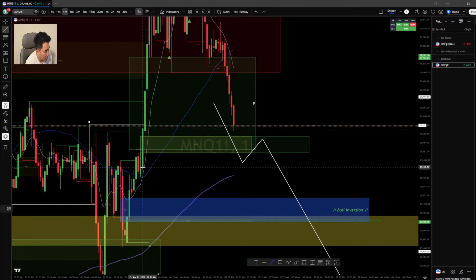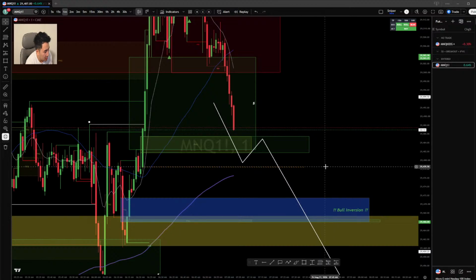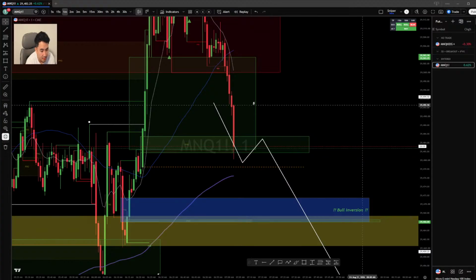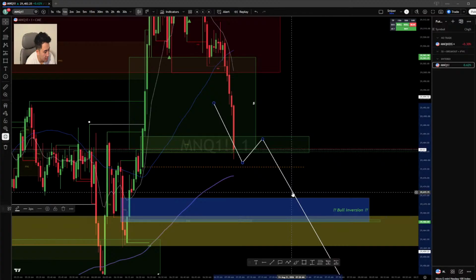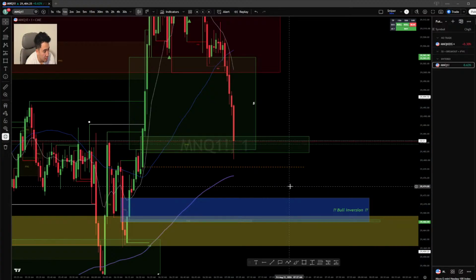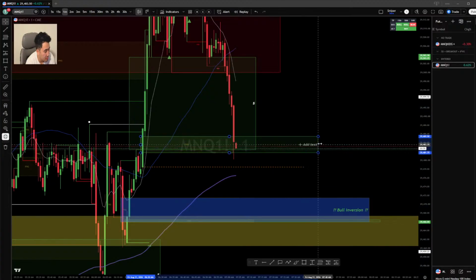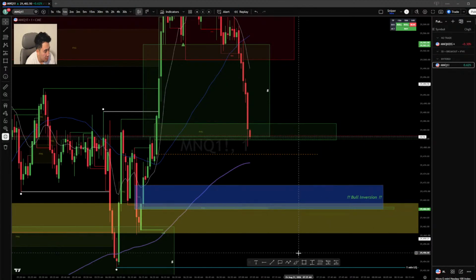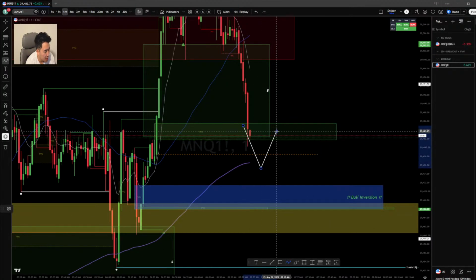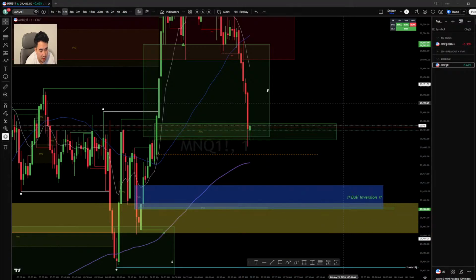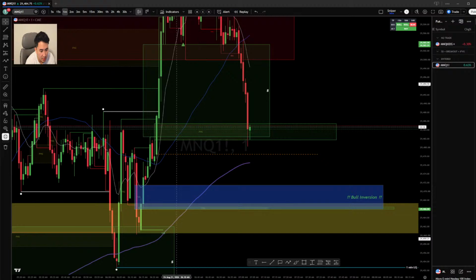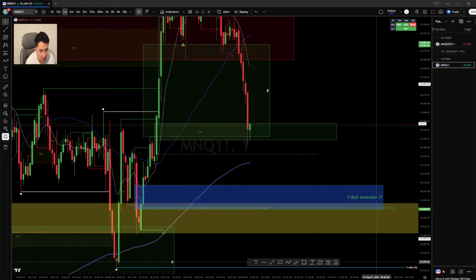I needed a candle body close below this candle low right here that created this bullish gap. So come down, close below it, retrace, and then look for shorts. That would be a setup there. It's a 5-minute gap here.